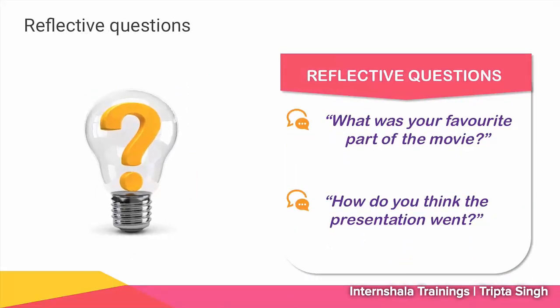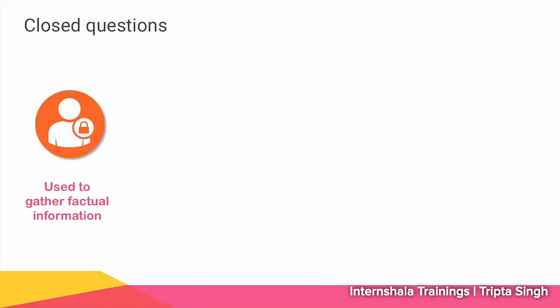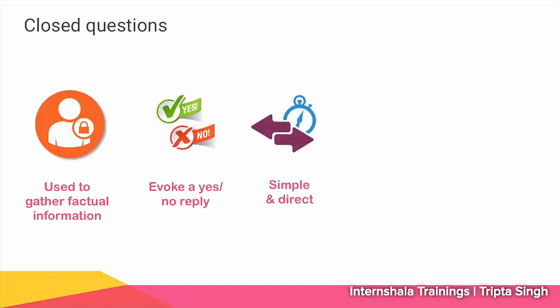Now that we've gone through a quick overview of the different question types, let's look at each one in detail and really learn how we can apply them effectively. Closed questions are often used to gather factual information, like asking someone, "When is your birthday?" Or closed questions evoke a yes or no reply. Since the answers are relatively straightforward, these questions are easy to answer, you don't need to elaborate, and therefore the answers are short and to the point.